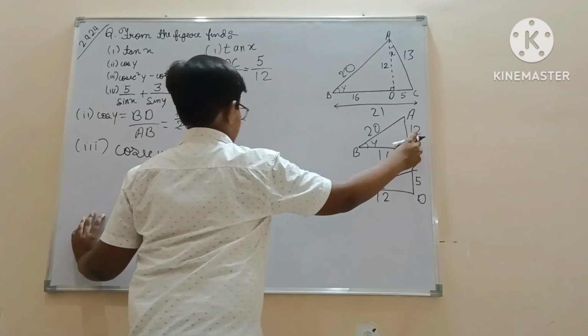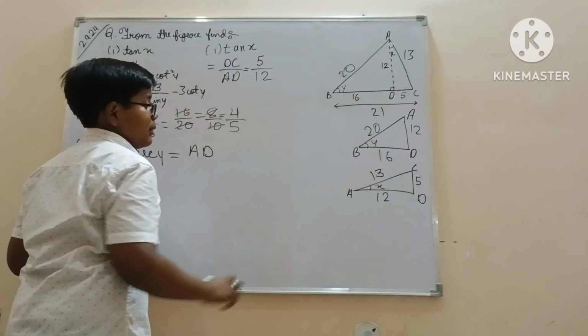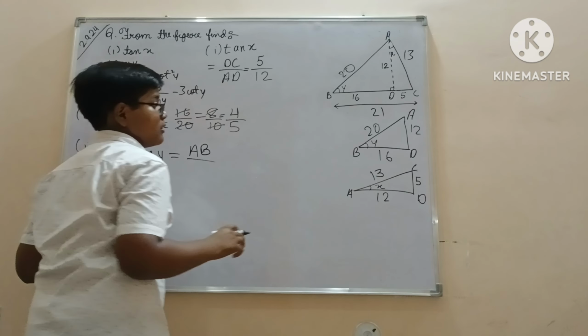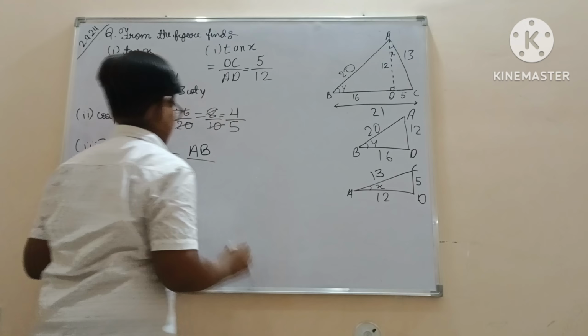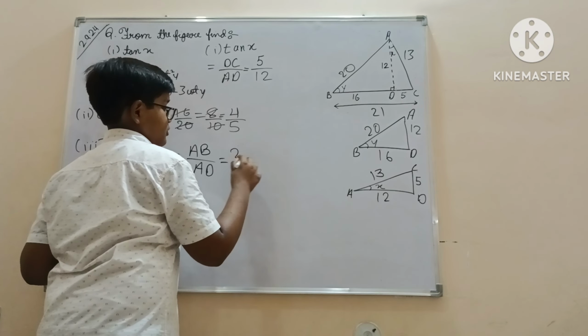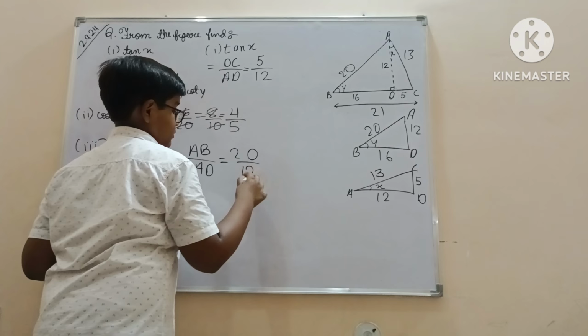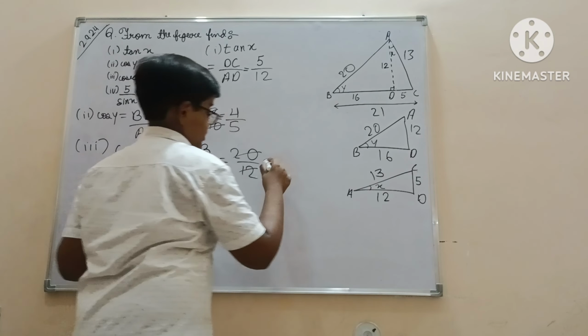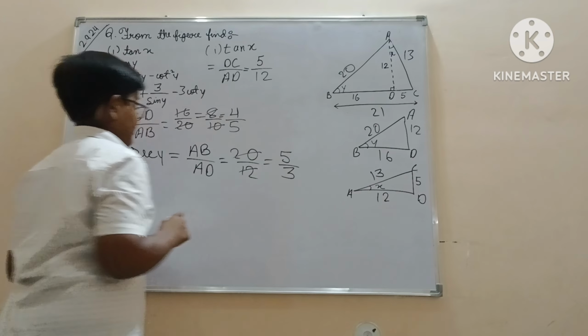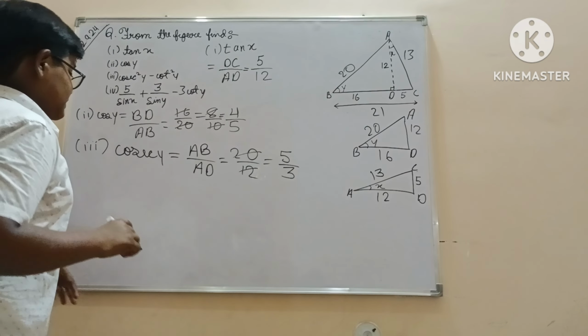Hypotenuse of our triangle is AB, not AD, and height of our triangle is AD. So hypotenuse is 20 and this is 12. This will be cancelled out by 4. 4 5s are 20 and 4 3s are 12. Now we will get the value of cosec y as 5 by 3.